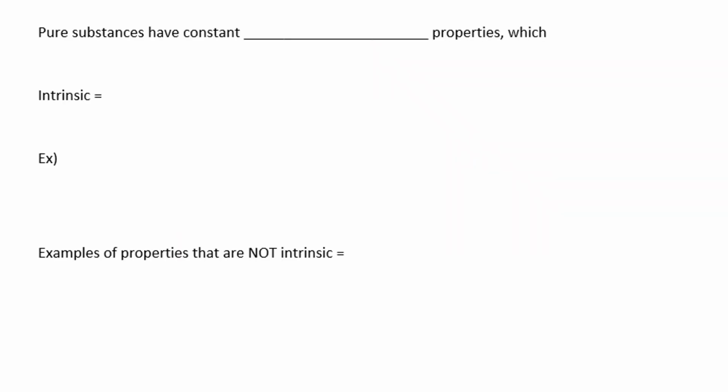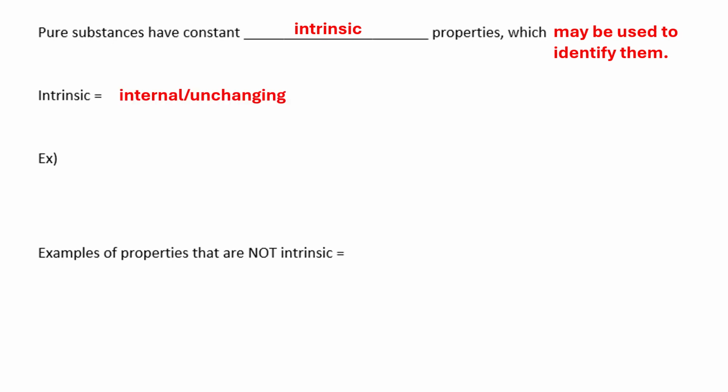Okay, so pure substances have what we call constant intrinsic properties, and those intrinsic properties can be used to identify them. And so what do we mean by intrinsic? Intrinsic just means internal and unchanging. So all substances have properties, whether it's melting point, boiling point, hardness, density, color, that don't change just because you chop the sample in half, or just because you melted it and refroze it, or did something like that physical to it.